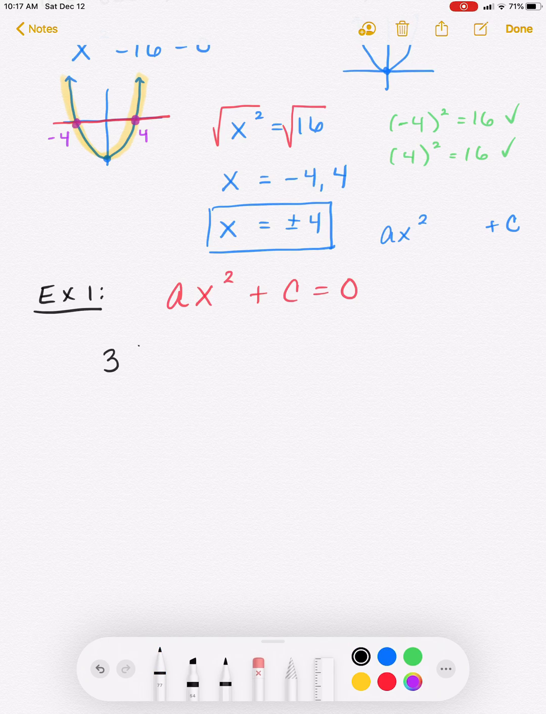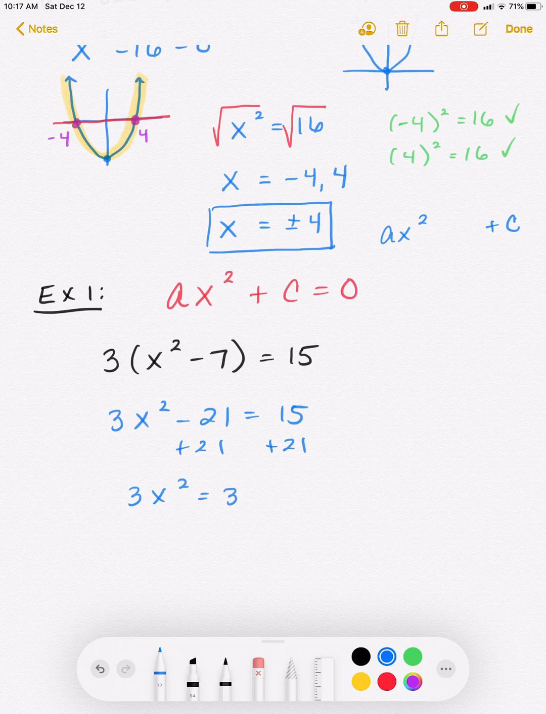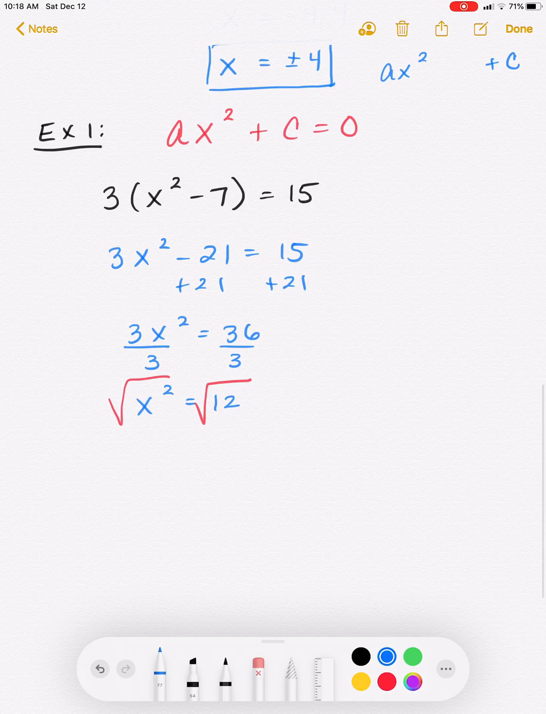Let's suppose we have 3 times x squared minus 7 is equal to 15. This problem doesn't quite look like what I have in red, so maybe we do a little bit of work first. I'm going to distribute the 3, and you can see that we don't have that middle x term. So I'm going to isolate the x squared, and we get 3x squared equals 36. Divide both sides by 3. Get the x squared by itself before you cancel out the squared with the square root. That's where we square root both sides. The square and the square root cancel, and we get x equals.